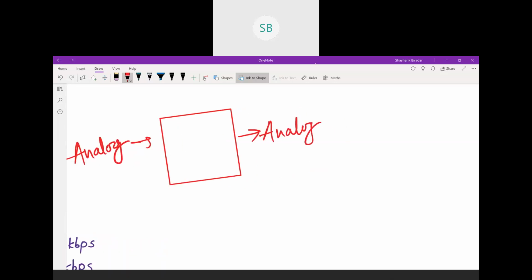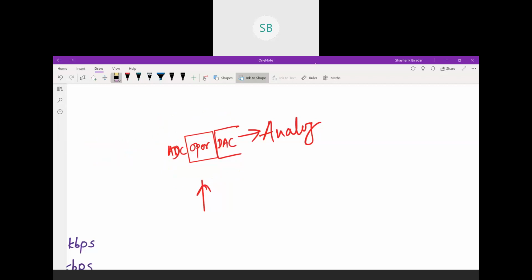So what is inside is that you are dealing with an ADC, then some operation, and again a DAC, a digital to analog converter. So this is the whole idea. We will concentrate on this one by one.